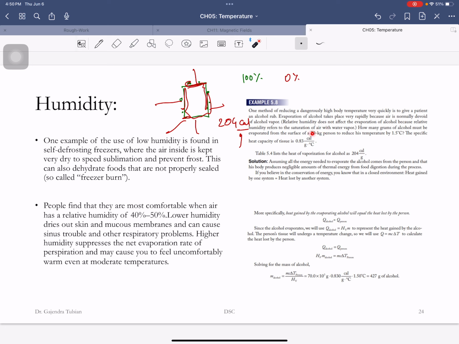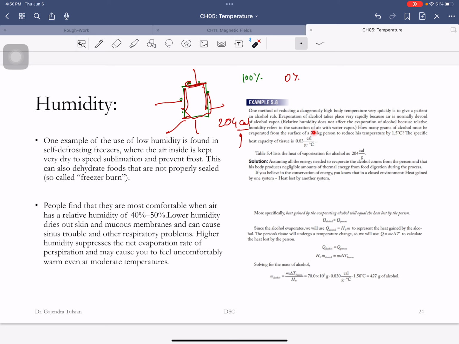Okay, so in this problem you can see that a 70 kg person, roughly a 160 pound person, can have their temperature reduced by 1.5 degrees Celsius or 3 degrees Fahrenheit fairly quickly by giving them an alcohol rub. What this problem shows is that if 430 grams of alcohol, roughly a soda can's worth, evaporates from their body, they can be cooled down by 3 degrees Fahrenheit or 1.5 degrees Celsius.